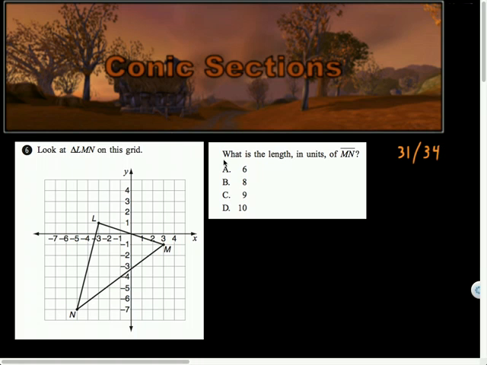What it's asking is, what is the length in units, because the x and y axes are labeled in scale but not in quantity. We don't know what it's measured in. This isn't like feet or something like that. So it's in units of segment MN, the segment going from point M to point N. I want to know how long this little segment right here is.